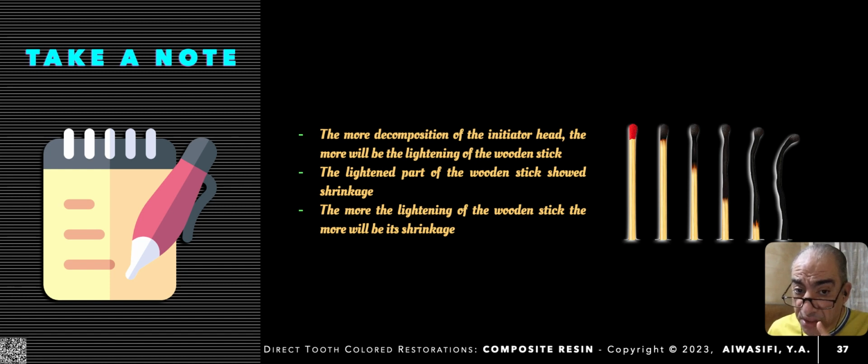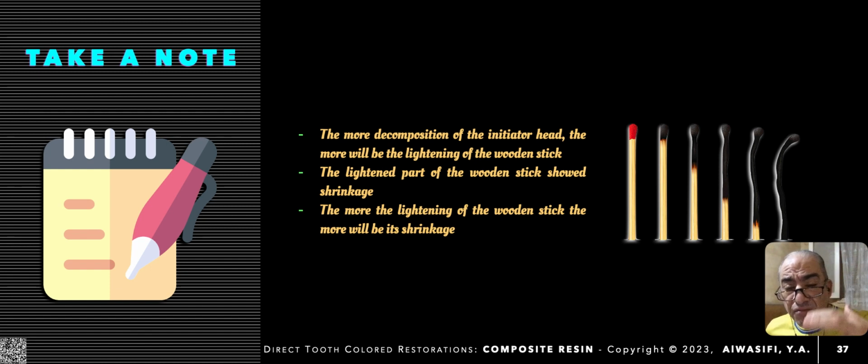But if you notice the last one, or the difference between one from another, while the degree of burning that produces much more lightning increased, there is also a dimensional change in relation to it. That means that the more decomposition of the initiator head, the more the burning will occur, the more the lightning you will get from this matchstick, and at the same time, the more will be the dimensional changes or shrinkage. It is the same for composite resin material.